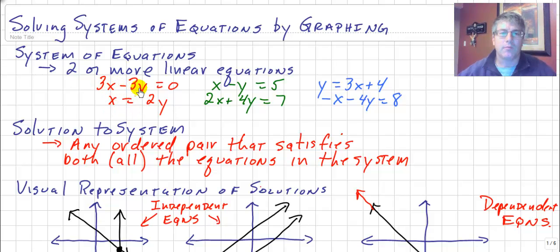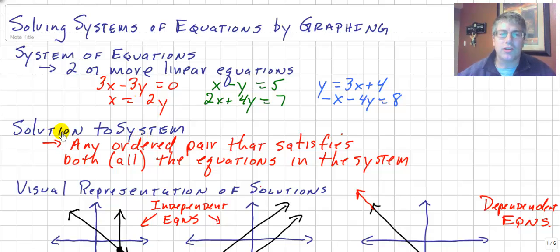So 3x minus 3y equals 0 and x equals 2y, a system of equations. And here in the green, another system of equations. We've got three different samples of systems of equations.